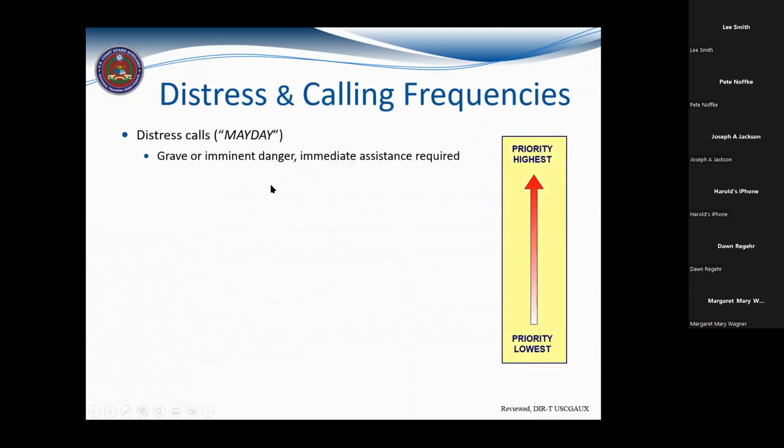The highest priority of discussion is a call for distress. The pro word that indicates distress is Mayday. This comes from French because the international treaties at this time emphasize the French. So Mayday is French for come help me. It means your vessel is in imminent danger, you're sinking, you're going to die, you want help now.